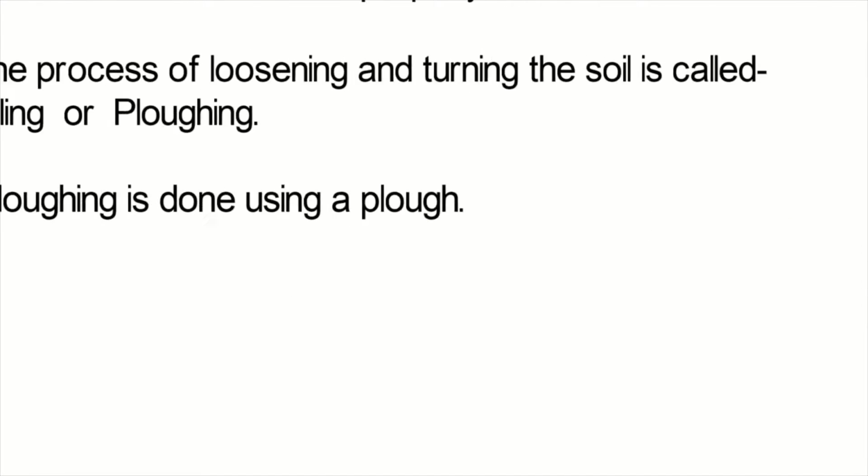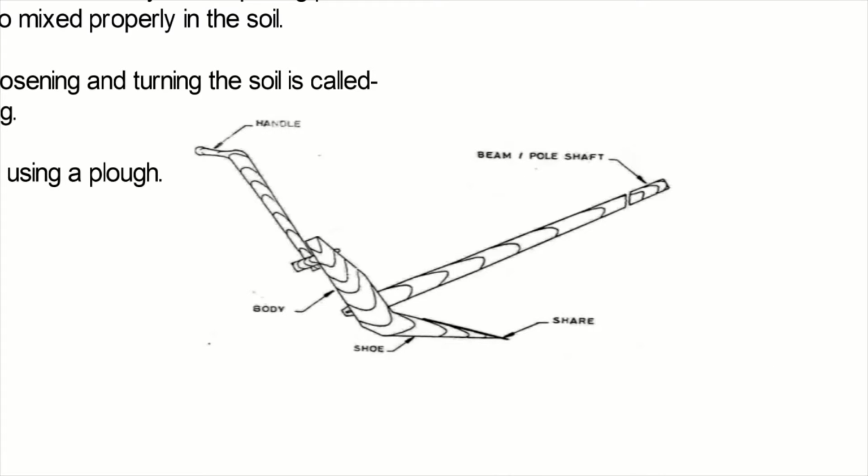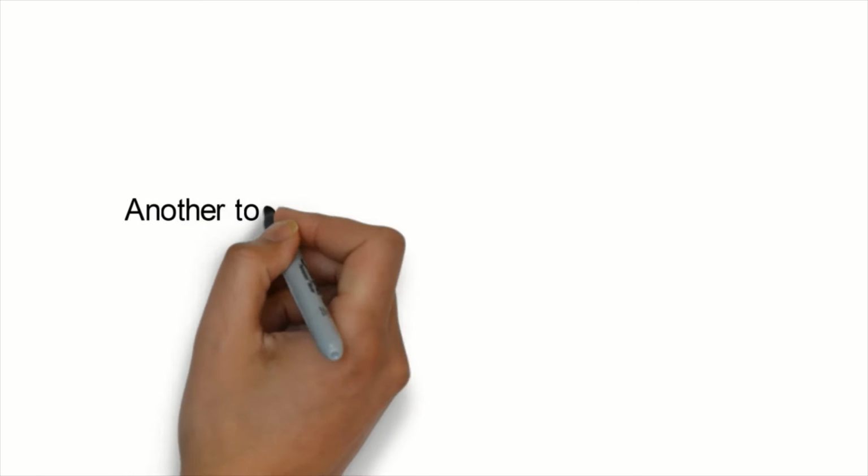Ploughing is done using a plough. In this image, you can see a traditional plough. The plough has a long handle which is called the shaft, and to this shaft is attached a wooden body. The pointed part of this wooden body is covered with a metal like iron, and it is pointed, which is called the share.